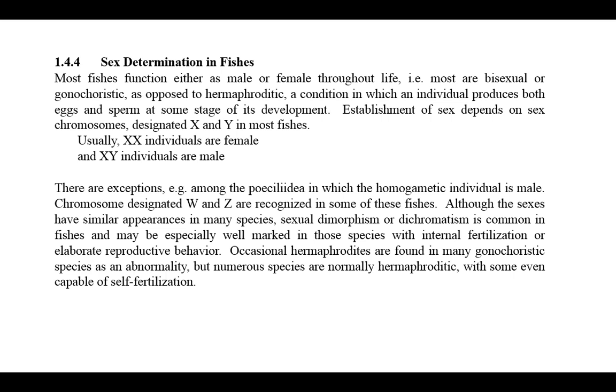There are exceptions, e.g. among the Poeciliidae, in which the homogametic individual is male; chromosomes designated W and Z are recognized in some of these species. Although the sexes have similar appearances in many species, sexual dimorphism or dichromatism is common in fishes and may be especially well marked in those species with internal fertilization or elaborate reproductive behavior.